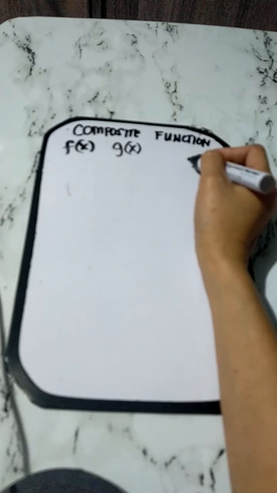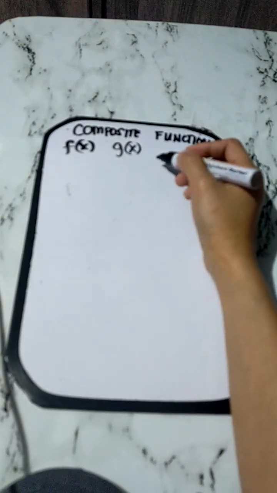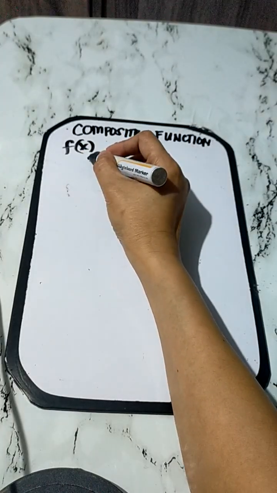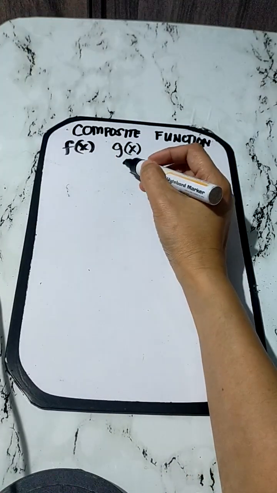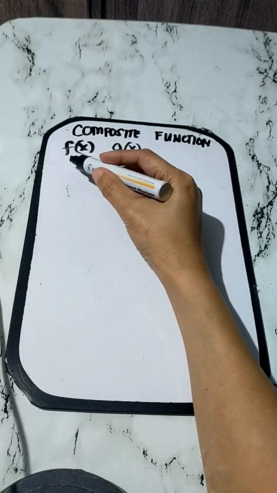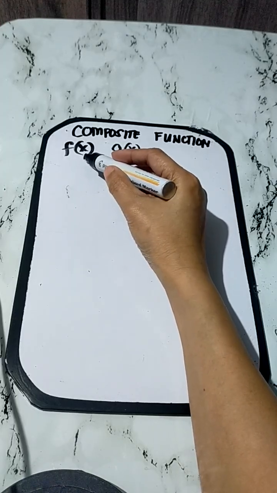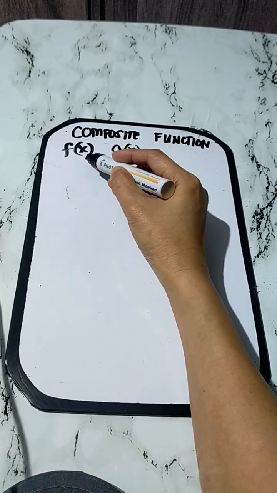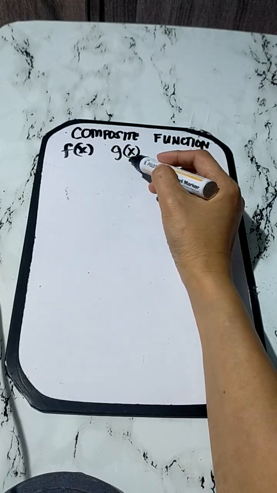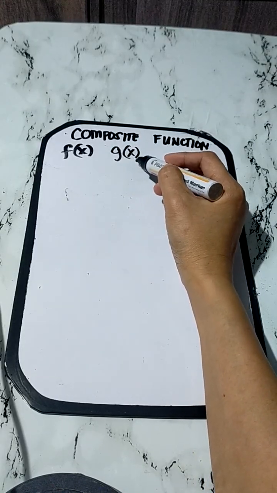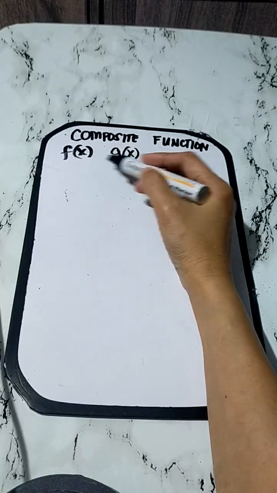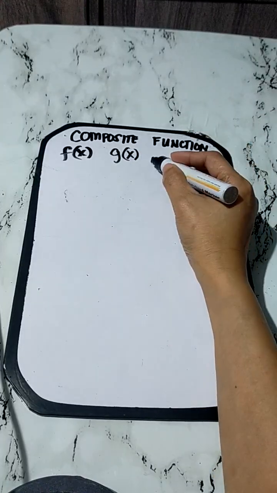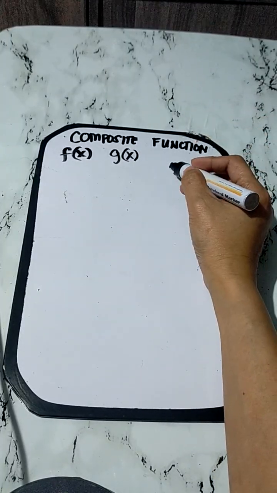This composite function is a result of the composition of functions. In our previous discussion, the output of the first function was used as the input of g of x. That is the composition of functions, and the result is the composite function.